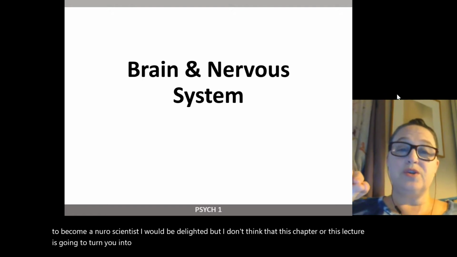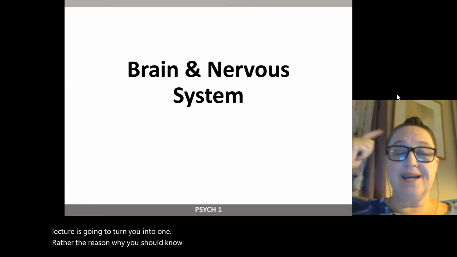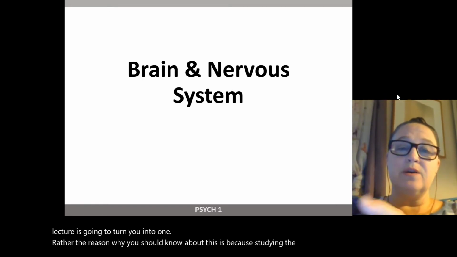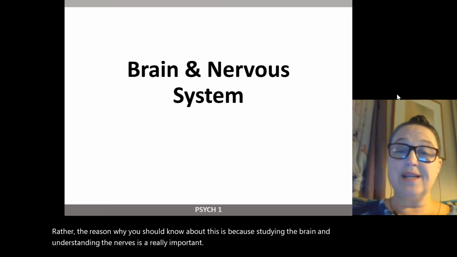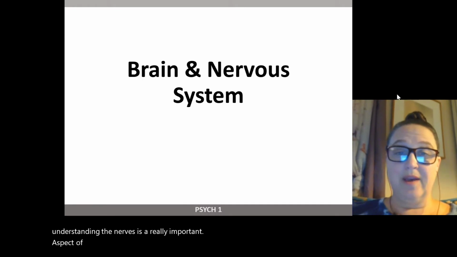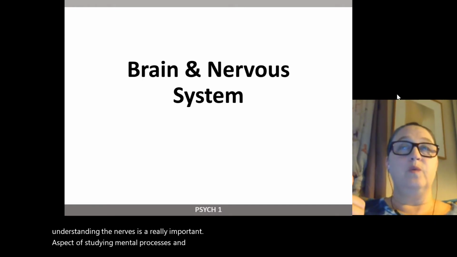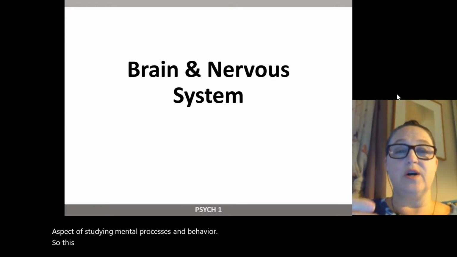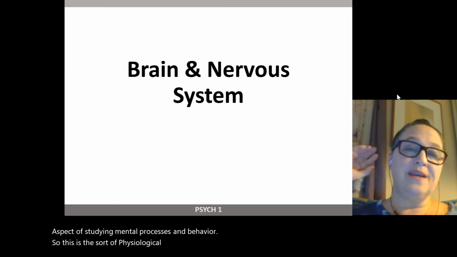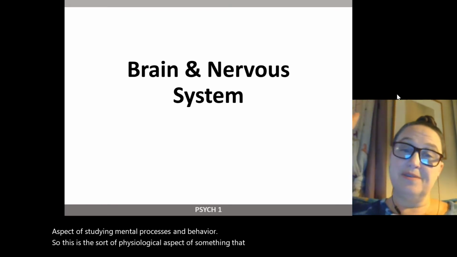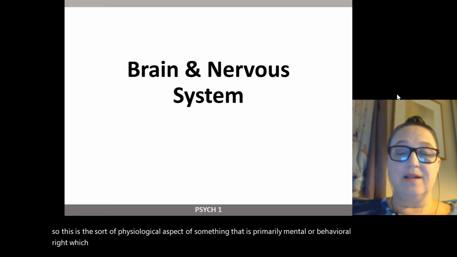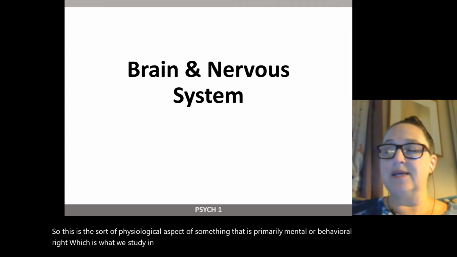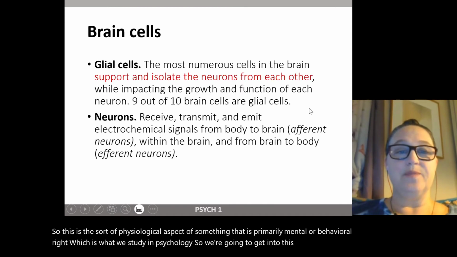Rather, the reason why you should know about this is because studying the brain and understanding the nerves is a really important aspect of studying mental processes and behavior. So this is a sort of physiological aspect of something that is primarily mental or behavioral, right? Which is what we study in psychology. So we're going to get into this and let's begin.